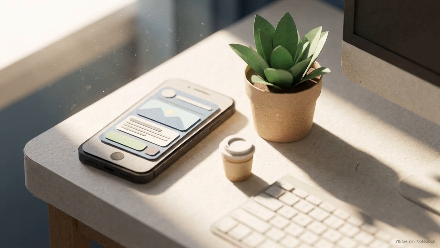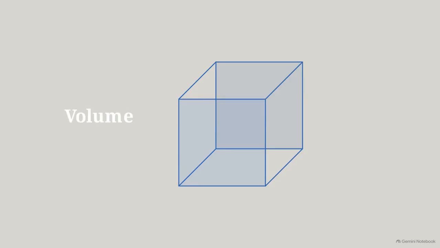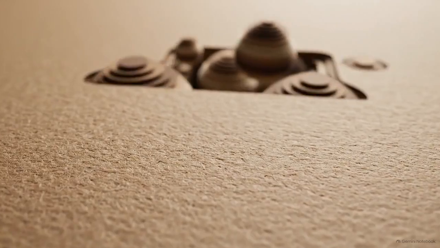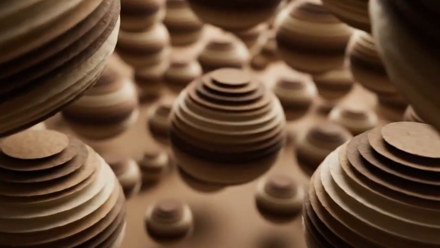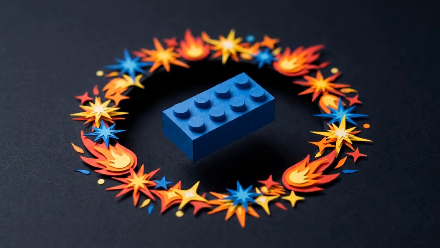Look around you. Your desk, your phone, even the air you're breathing right now, it's all made of matter. That simply means anything that has mass and takes up space. And if you zoom in close enough, all of that matter is built from incredibly tiny, invisible pieces called atoms. You can think of them as the microscopic Lego bricks of our world.